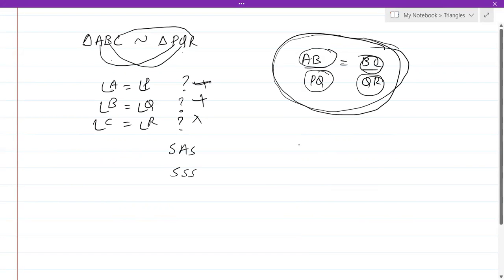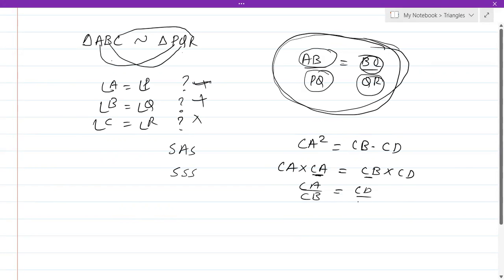There is another type of problem where it can be given like this: CA square is equal to CB into CD. If you observe, CA square can be written as CA into CA, and CB dot CD is nothing but CB into CD. Now you transpose one CA to the other side, CB to the left hand side, CA to the right hand side. So it will become CA by CB is equal to CD by CA, which is nothing but the previous type of problem, isn't it? Same thing, you will get two triangles, try to prove that the triangles are similar. If you prove the triangles are similar, we will get the required result.